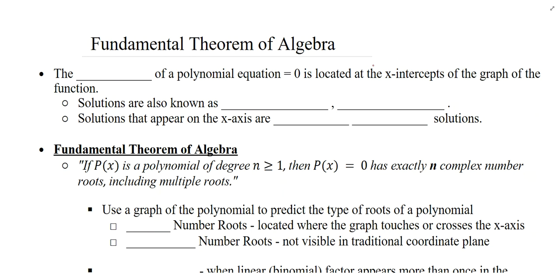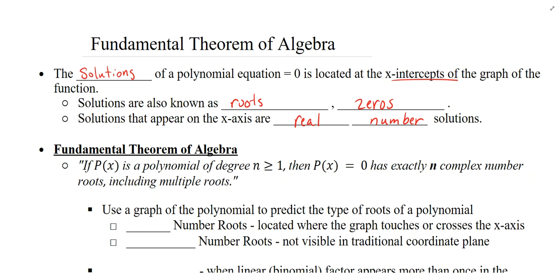Hello. In this video, I would like to talk about the fundamental theorem of algebra. If you recall, the solutions of a polynomial equation equal to 0 are located at the x-intercepts of the graph of the function. The solutions are also known as roots or zeros. Not all solutions will present themselves on the x-axis, but those that do are known as real number solutions.